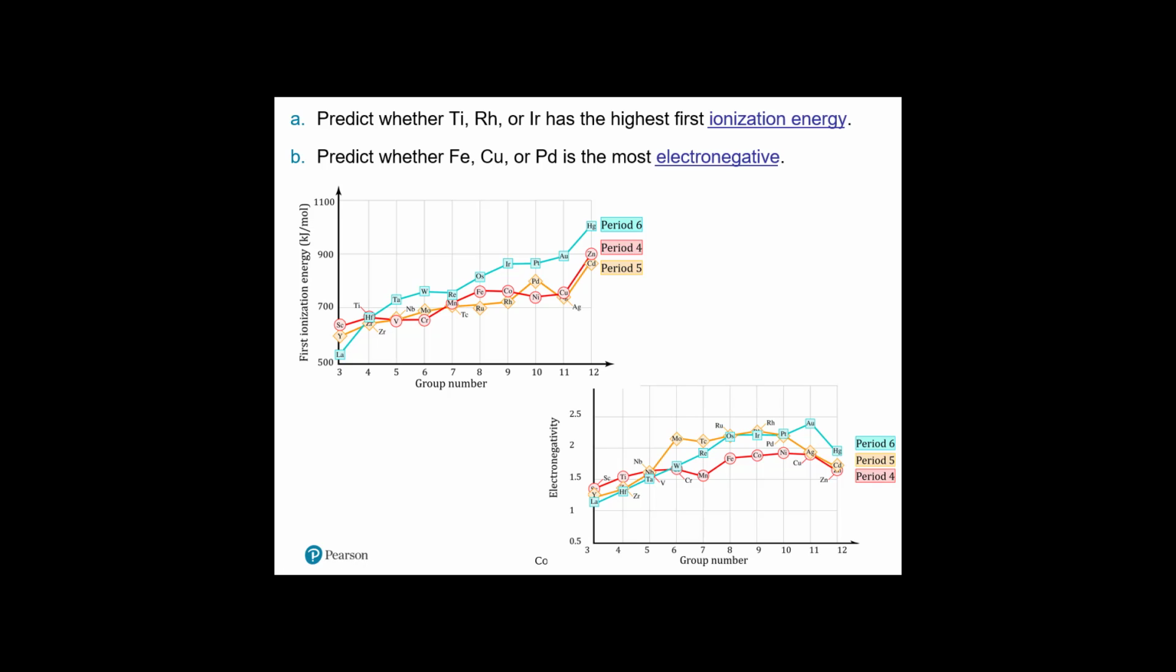So if we look at this and we're looking for the ionization energy, it shows that period 6 transition metals tend to have higher first ionization energies than periods 4 and 5 transition metals. Iridium does indeed have a higher first ionization energy than rhodium and titanium, which is exactly what it shows here.